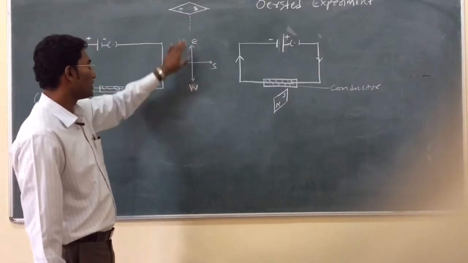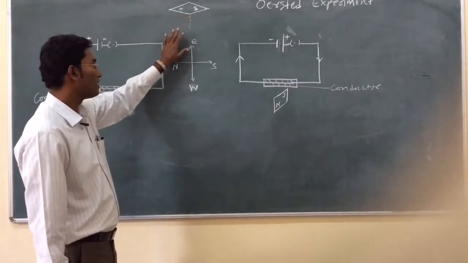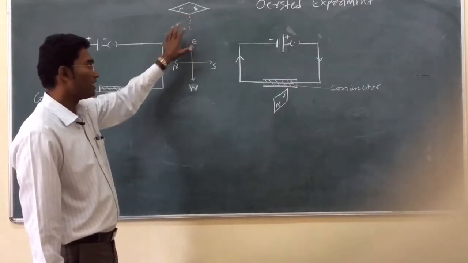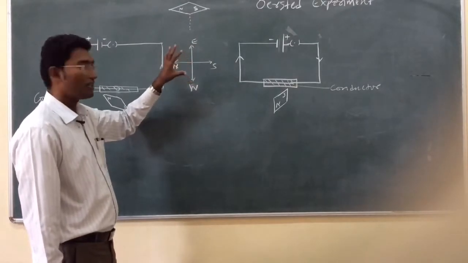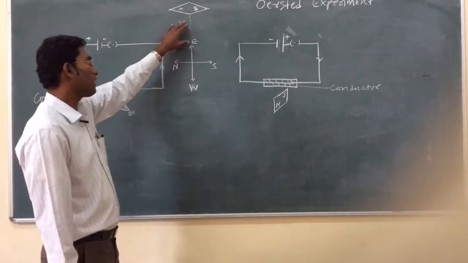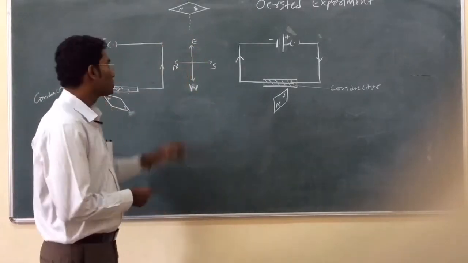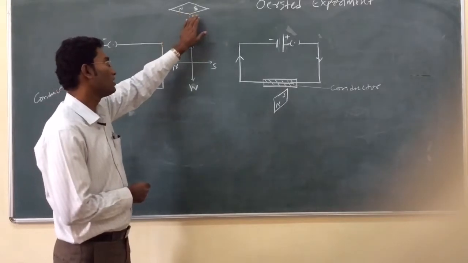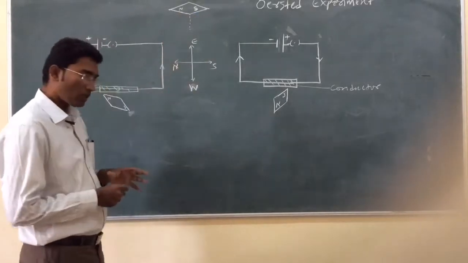If you keep a magnetic needle in this, the magnetic needle will always point in the north-south direction when it is not near any magnetic material or any other magnetic compass. This magnetic needle is away from any other magnet, so it will always point in the north-south direction.